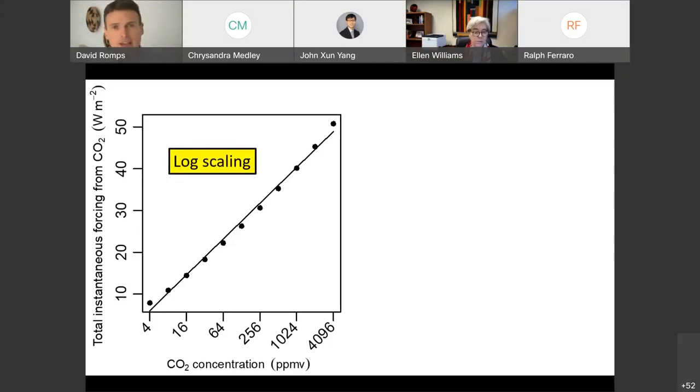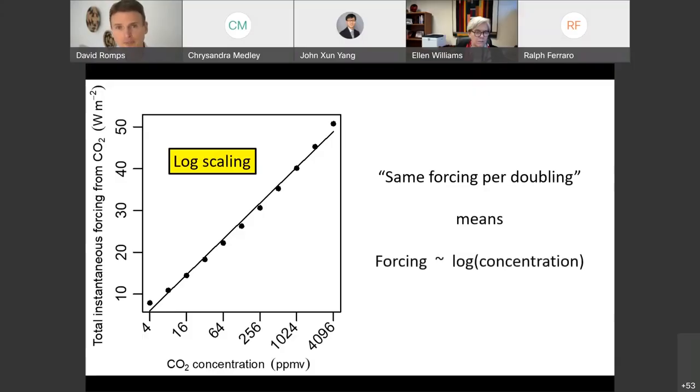Now, in the title, I talked about getting the same forcing for every doubling of CO2, but that's really an equivalent statement. If I say that we get the same forcing for every doubling of concentration, that's the same as saying that the total forcing is linear in the log of the concentration.